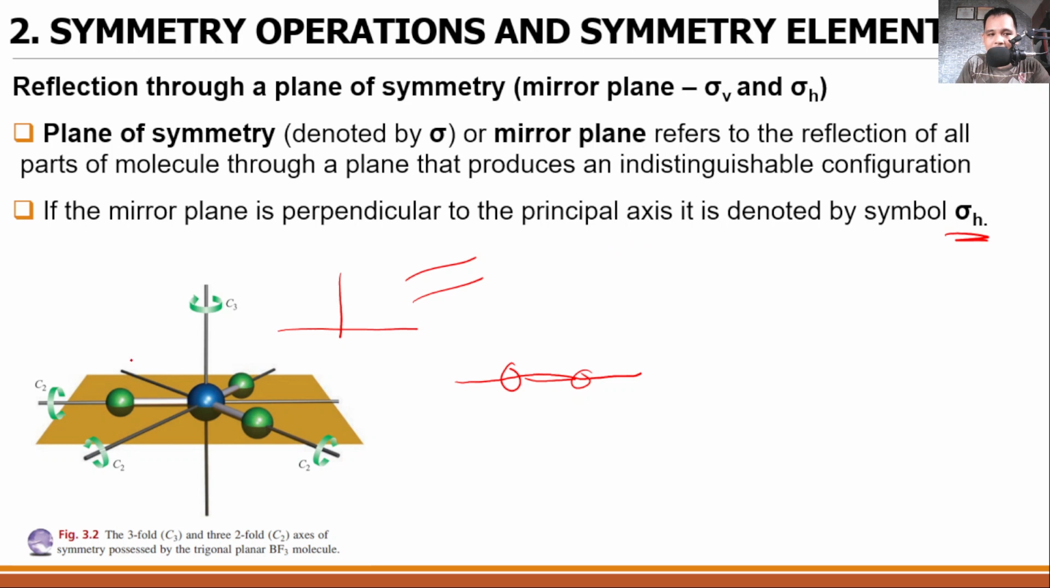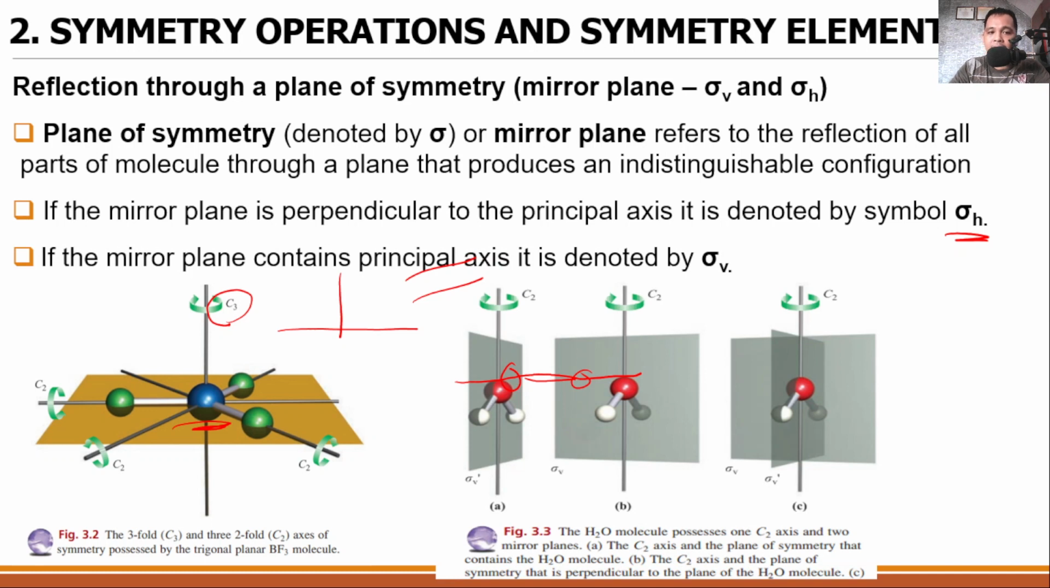In this case, in our boron trifluoride, it contains a perpendicular plane, because this is the principal axis of rotation. This is the mirror plane. And then, the sigma V refers to when the mirror plane contains the principal axis. What do we mean by that?